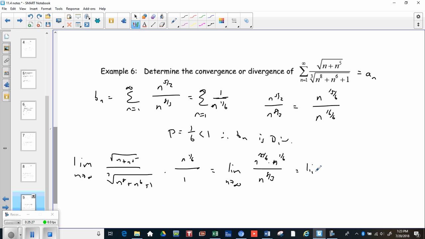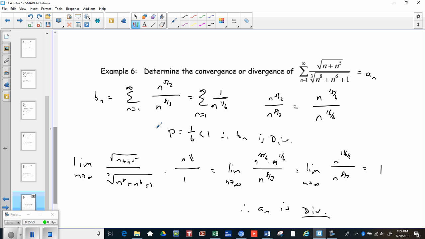So what we get is the limit as n approaches infinity. You add the two exponents together, that's 16/6, n to the 16/6 over n to the 8/3. 8/3 is the same as 16/6, so the powers are the same, so we get 1. Therefore, since we get a finite value, b sub n is divergent.